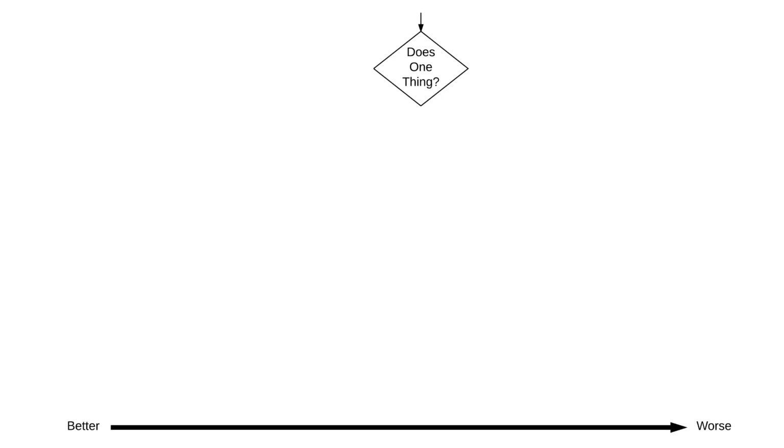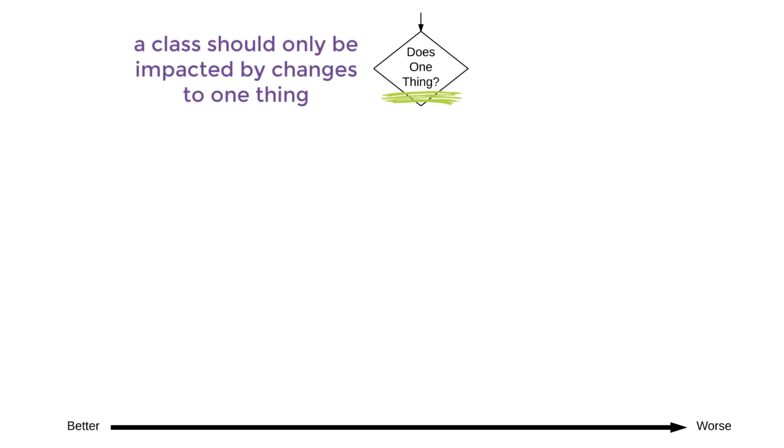We will also reason about cohesion in terms of a flowchart. Since cohesion is about the relatedness of elements within a class, we will start with a simple question. Does the class do one thing? This is a fundamental question because it means that a class should only be impacted by changes to just that one thing and not to any other aspects of the system. This will make the code easier to understand, maintain, and reuse.